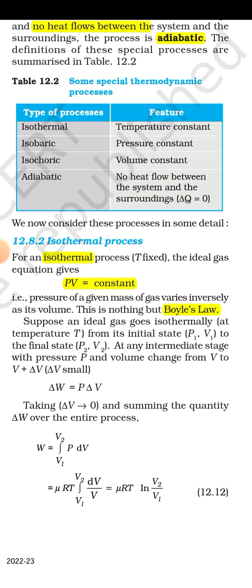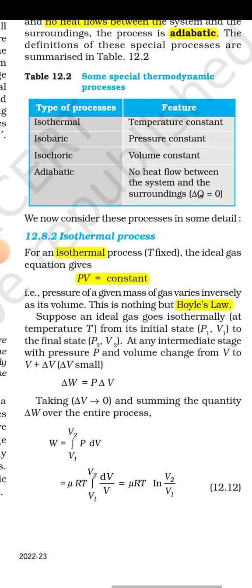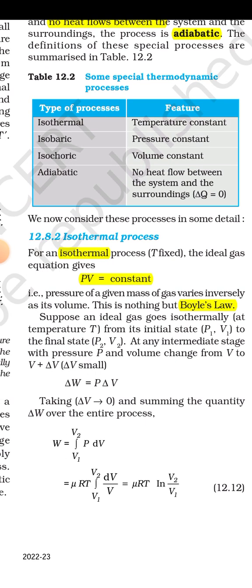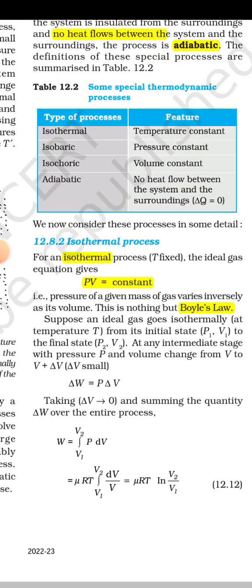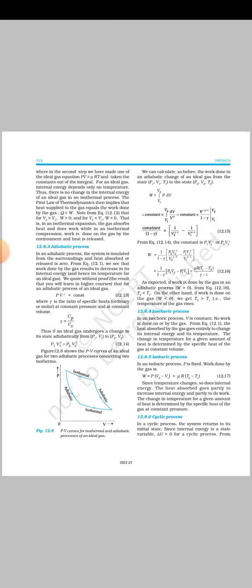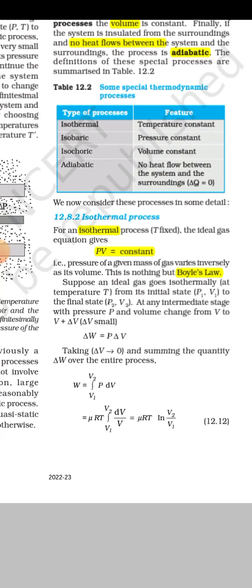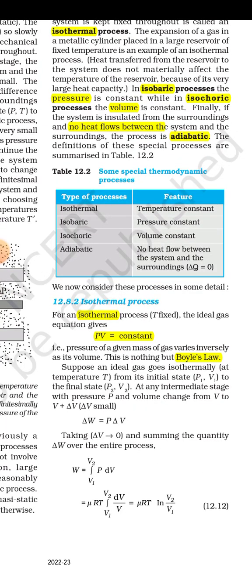Taking and summing the quantity delta W over the entire process, work done आ जाएगा integral of P dV, volume V1 से V2 तक. PV is equal to nRT, वहाँ से P is equal to mu RT by V, so W is mu RT integral dV by V, which is mu RT log V2 by V1. बस ये हमारी इक्वेशन आ जाएगी. वर्क डन जब भी आइसोथर्मल प्रोसेस में होगा तो वो अपने पास कितना आ जाएगा, mu RT log V2 by V1.